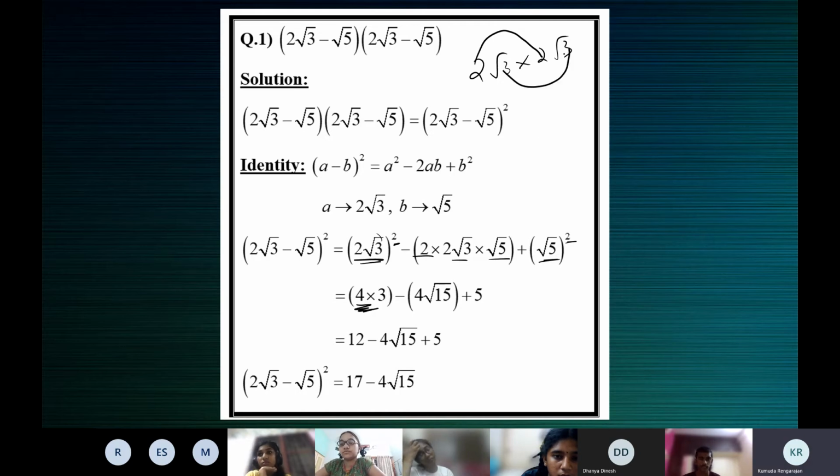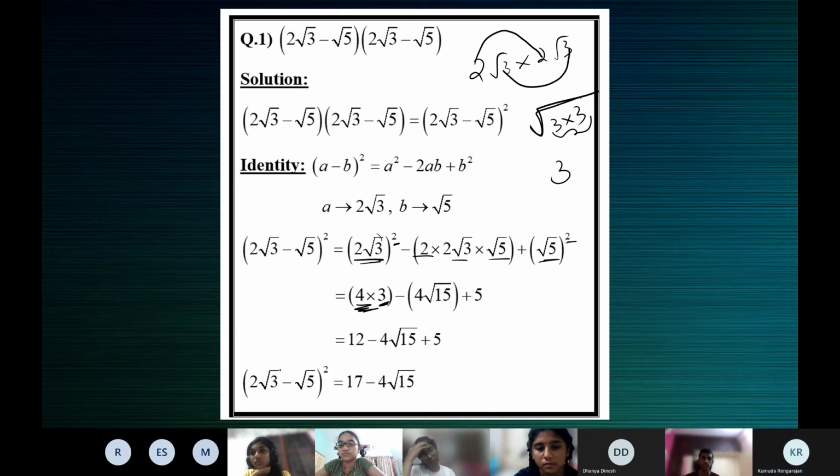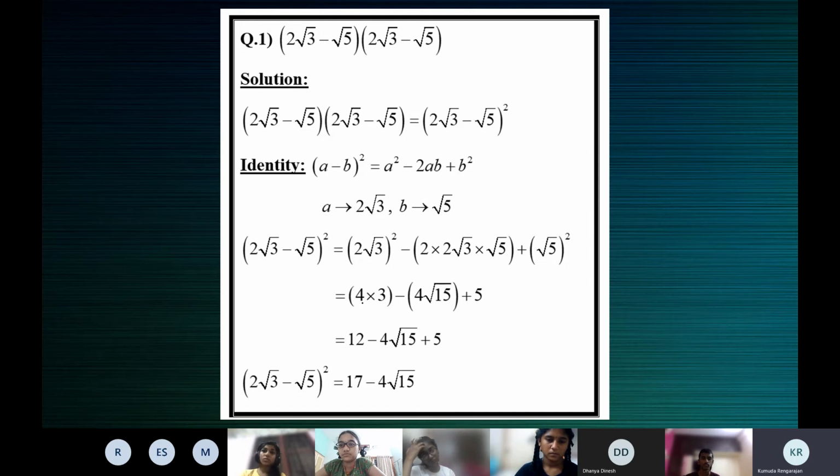What is root 3 into root 3? Root of 3 into 3. 3, ma'am. And that means from 2 3's, 1 3 comes out of the square root. So it is 3. You don't have to show those steps. You can directly write what I've written here.